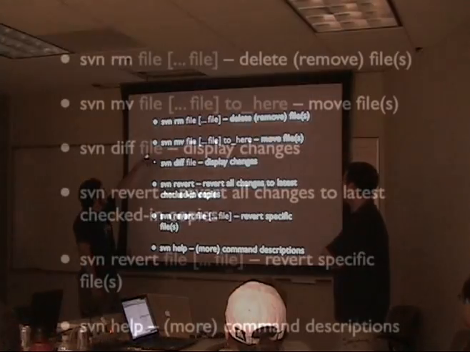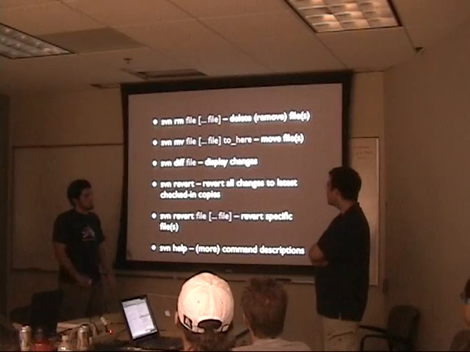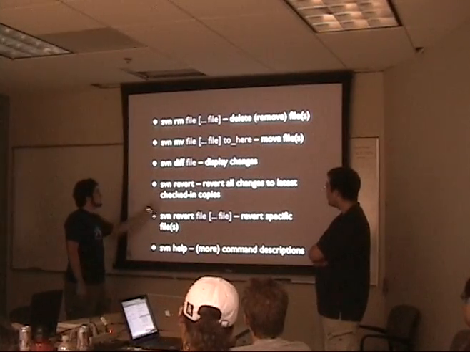Okay, so SVN rm is how you can remove a file from the repository. Opposite of add, just remove it. And mv for move, just like Unix again, maybe if you're re-architecting, whatever. SVN diff is pretty cool.